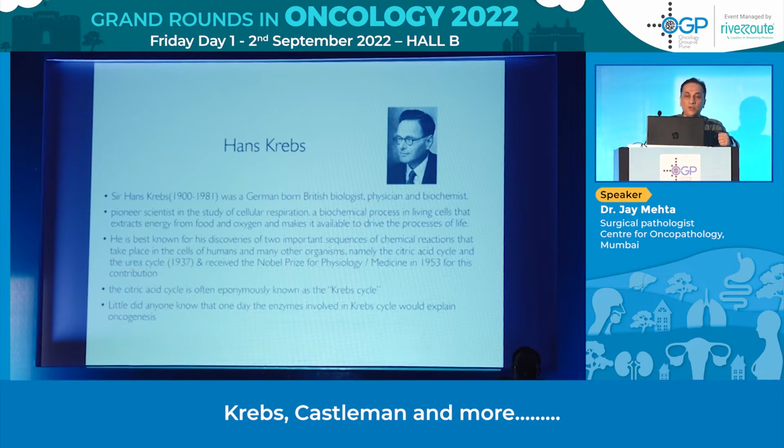A little bit on the person who actually described this cycle, Sir Hans Krebs. He's actually German, but a British citizen, and therefore he was knighted for his contributions. He was a pioneer scientist in the study of cellular respiration, and he is best known for his discoveries on two important sequences of chemical reactions, the tricarboxylic citric acid cycle and the urea cycle, and he also received a Nobel Prize for discovering this. It's eponymously named after him as the Krebs cycle. Now, little did anyone know that one day the enzymes involved in the Krebs cycle would explain oncogenesis.